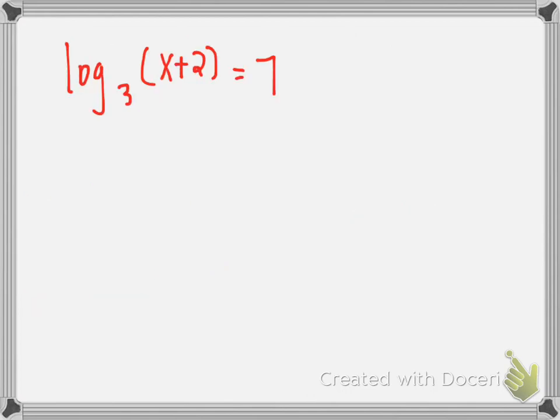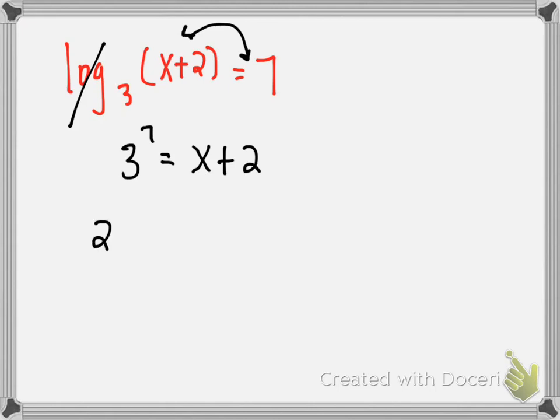Alright, in this equation, the log is already by itself. Because that x plus 2 has parentheses around it, we know that it stays with the logarithm. So we don't need to move anything. So our first order of business is we're going to rewrite this. So remember, you're going to cancel out the logarithm and then switch x plus 2 and 7. So our exponential is going to become 3 to the 7th equals x plus 2.